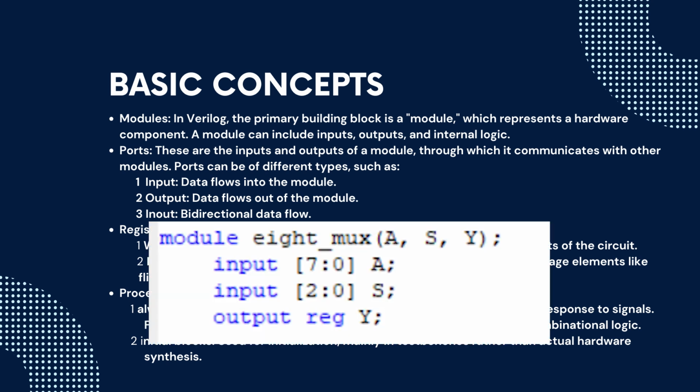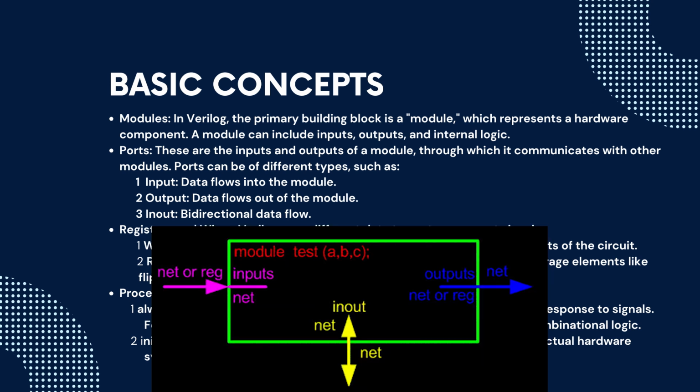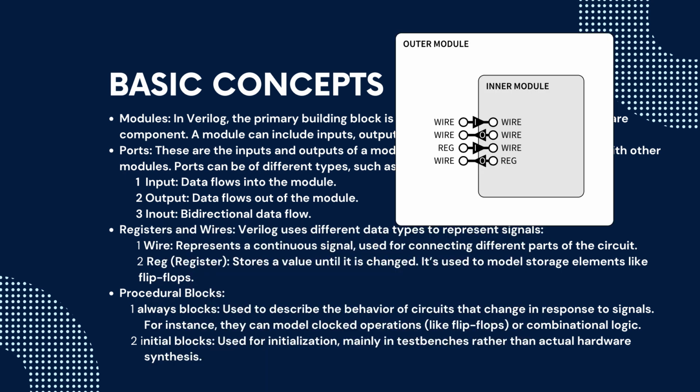Modules in Verilog are like the entities in VHDL. The primary building block is a module, which represents a hardware component. A module can include inputs, outputs, and internal logic. Ports are the inputs and outputs of a module, through which it communicates with other modules. Ports can be of different types, such as input, output, and inout.